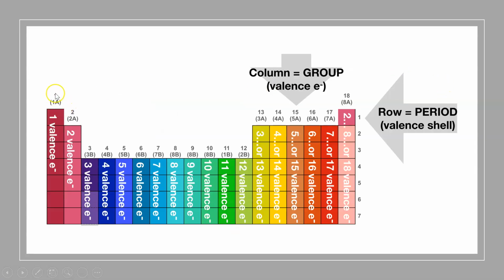Okay, so let's have a look. So these are the groups. Group 1, which is our alkali metals, they have 1 electron in their valence shell. Group 2, which are the alkaline earth metals, they have 2 electrons in their outer shell. We go right along to group 18, their outer shell is completely full.